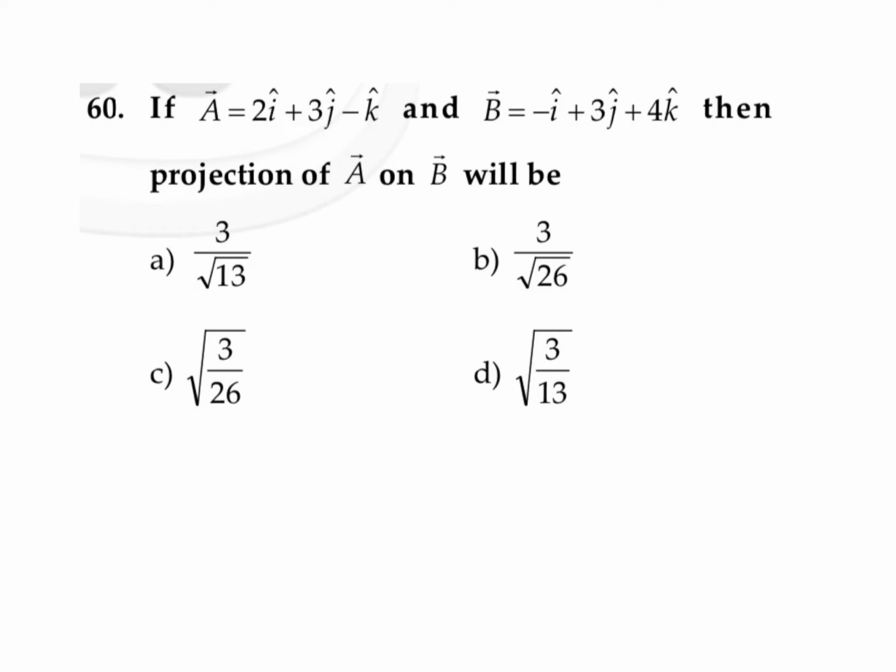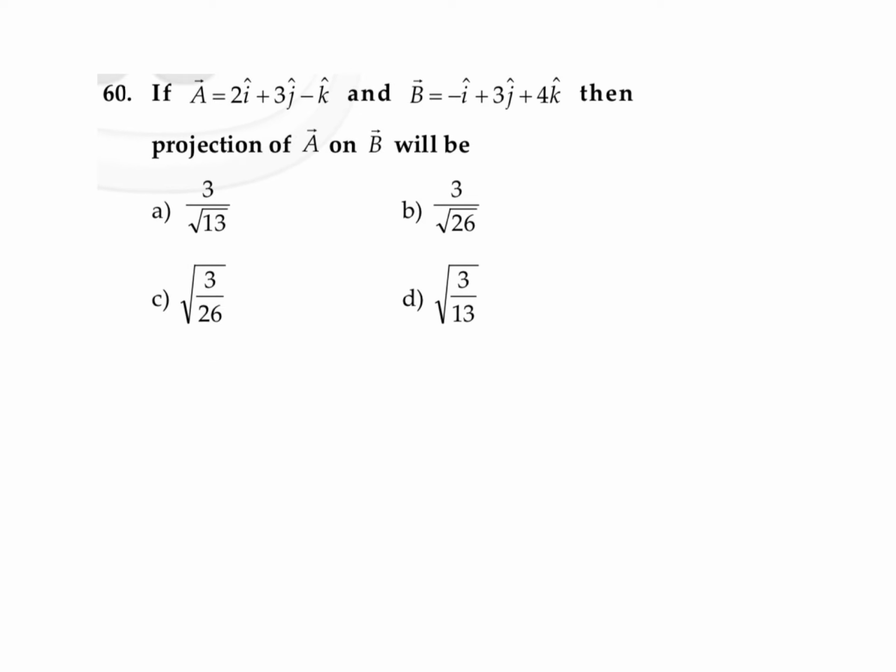It is given that if A vector is equal to 2 i cap + 3 j cap - k cap and B vector is equal to -i cap + 3 j cap + 4 k cap, then the projection of A on B will be. Now let's see, what do we mean by projection of A on B?